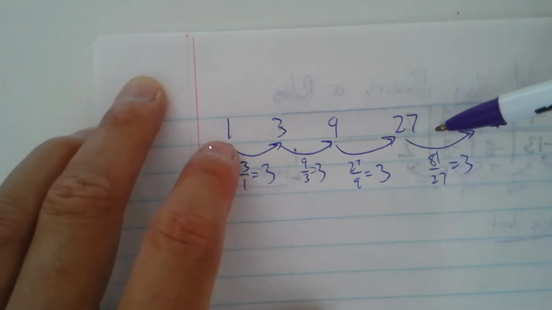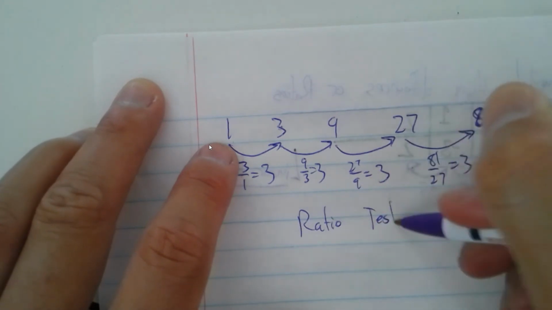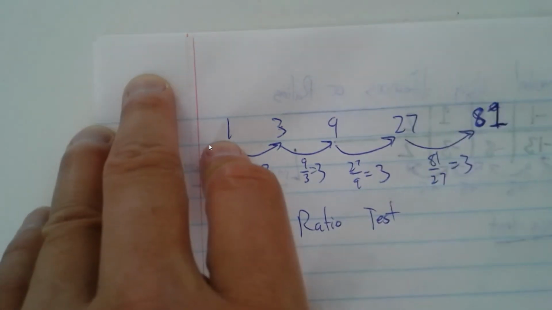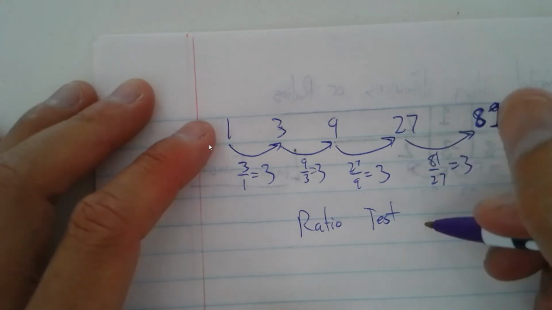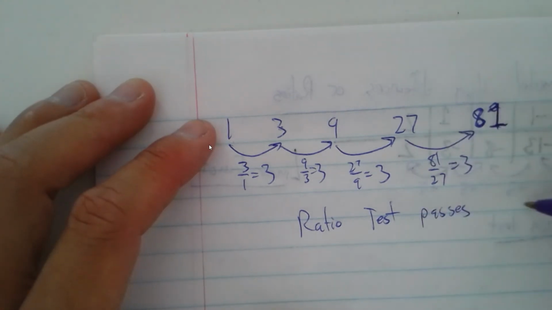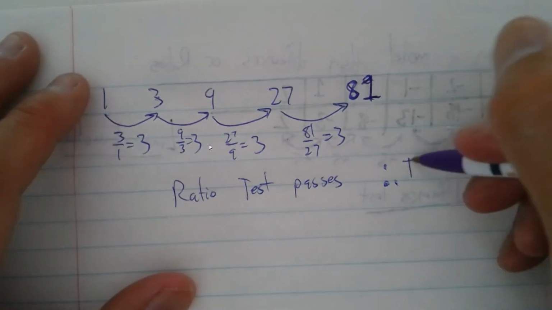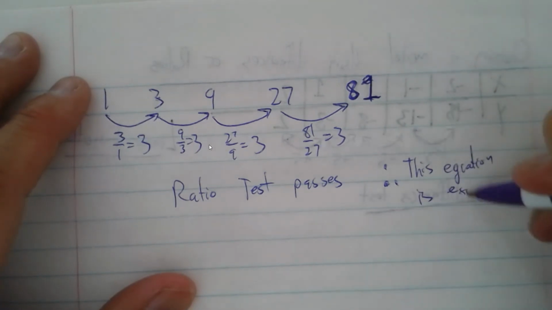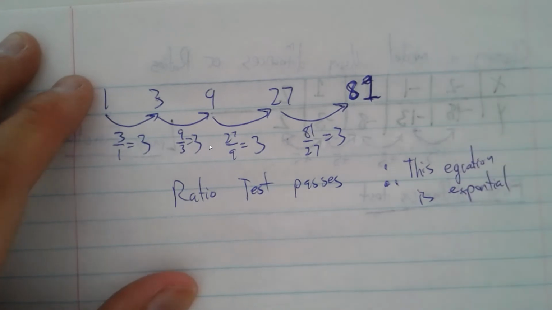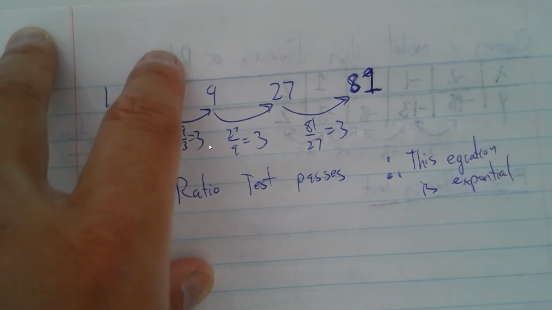This is not called a differences test. This is what's called a ratio test. This is the last test you need to apply to see if your function is linear, quadratic, or exponential. The ratio test passes. So I'm going to write this symbol, three dots. That means therefore. Therefore, this equation is exponential. You're going to see that a lot once we get to proofs.